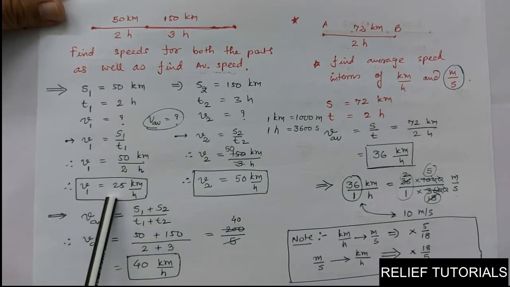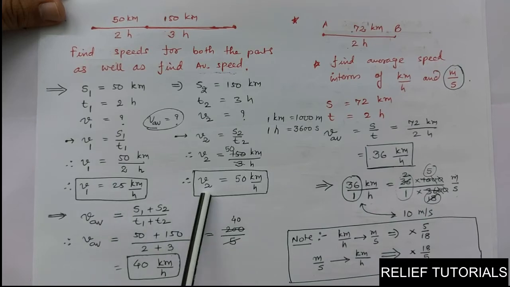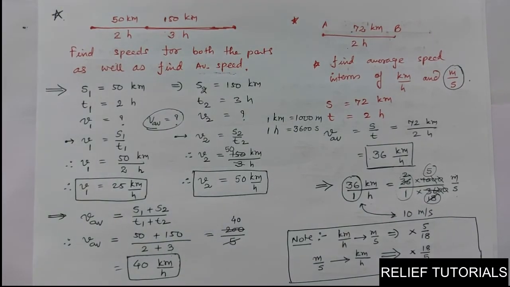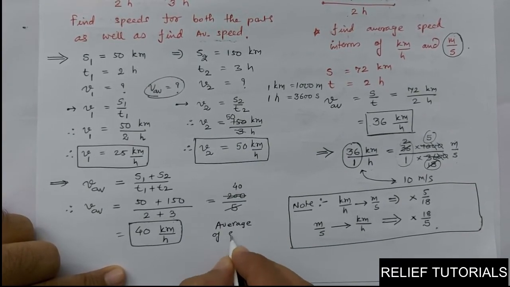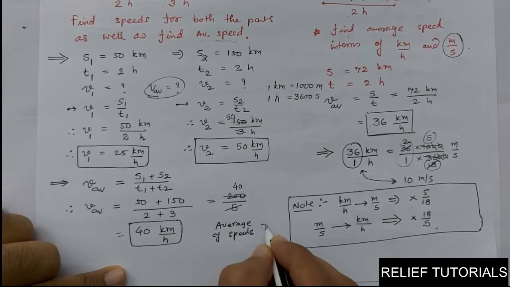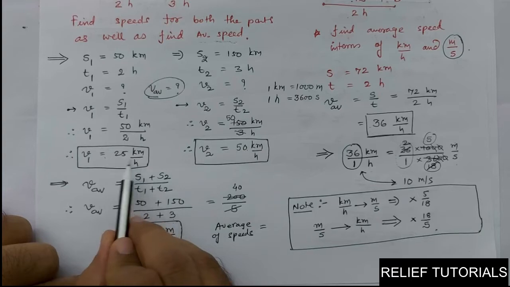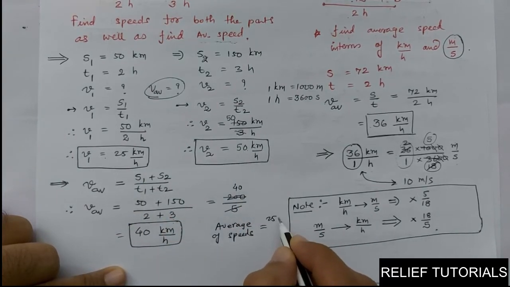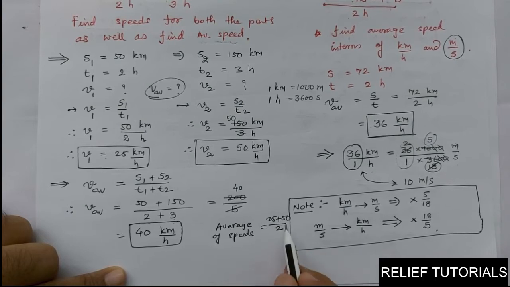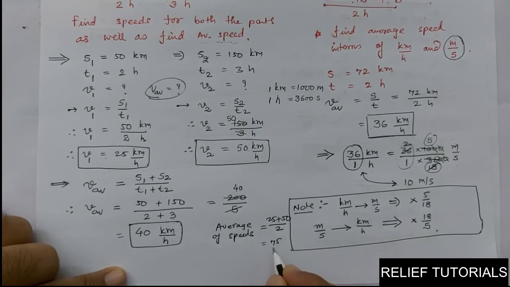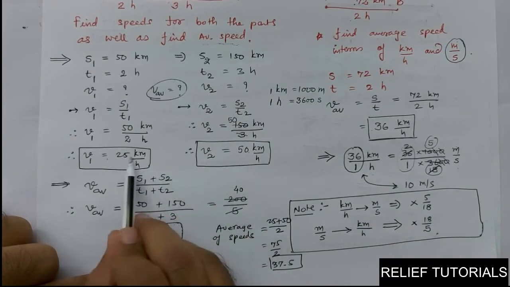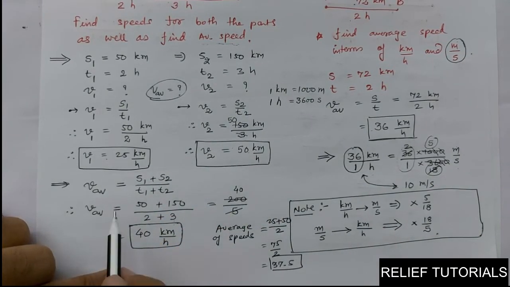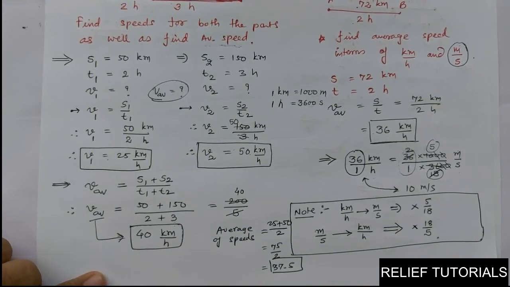What we found, V1 is 25. What is V2? 50. Mathematically, if you find the average of speeds, the average of these two speeds means 25 plus 50 upon 2. 50 plus 25, 75. 75 by 2, I think it is 37.5. So the average of these two speeds is 37.5, but the average speed answer is 40.